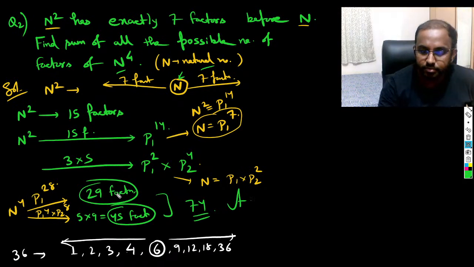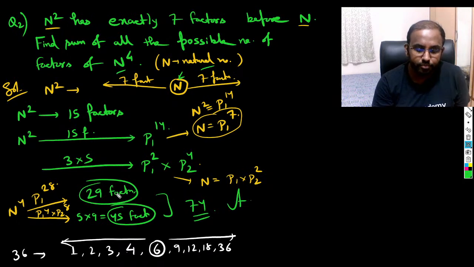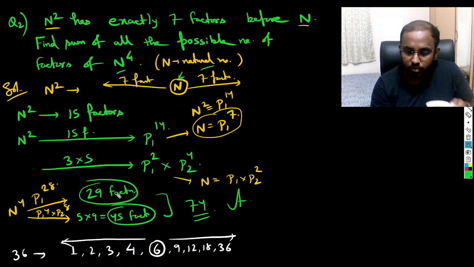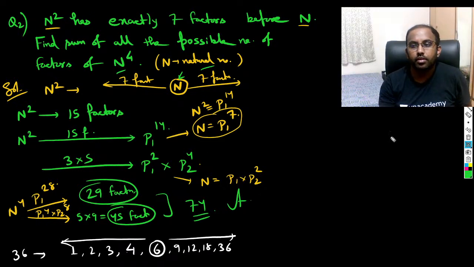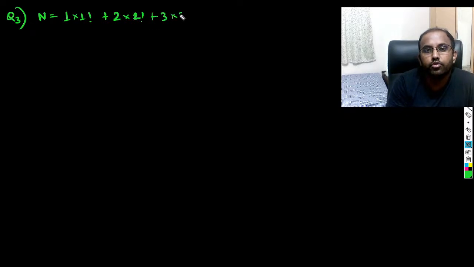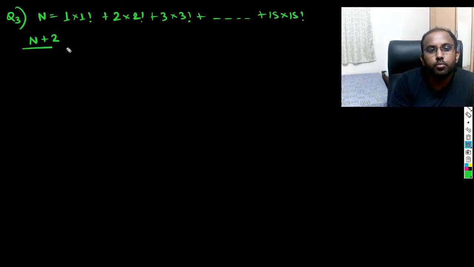Now the next question says that again we have one question from the mock. This third question. Okay, now basically n is equal to 1 into 1 factorial plus 2 into 2 factorial plus 3 into 3 factorial, and it goes like 15 into 15 factorial. So the question is, n plus 2 divided by 16, what is the remainder?